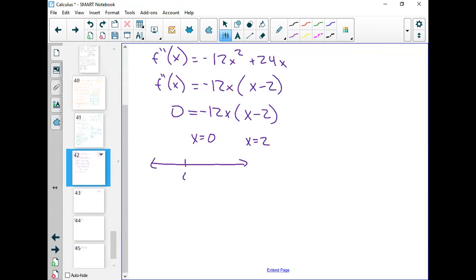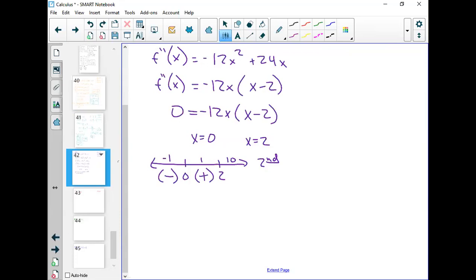We're going to want to put 0 and 2 on here. We're going to make sure we know that this is the second derivative. And we're going to test negative 1, 1, and I like to use 10. You could use 3 or whatever. Plugging in a negative 1, we're going to get negative 1 times 12 is positive 12. And then negative 1 minus 2 is negative 3. So a positive times a negative is a negative. If you plug in a 1, you're going to get negative 12 times negative 1. A negative times a negative is a positive.